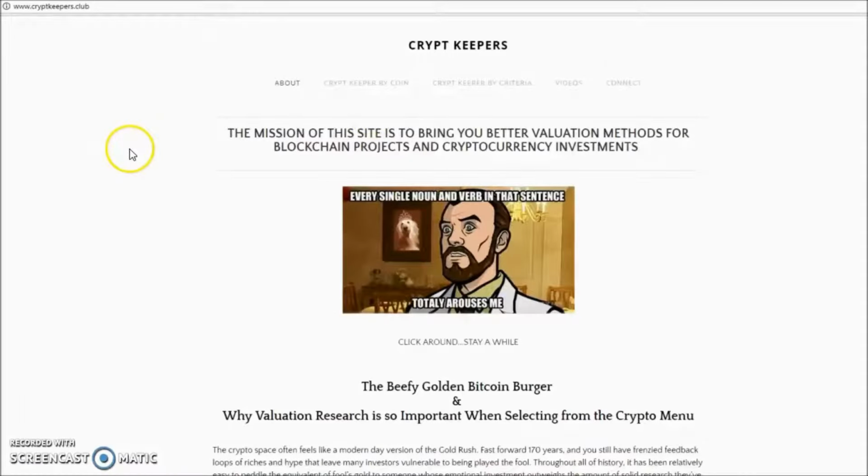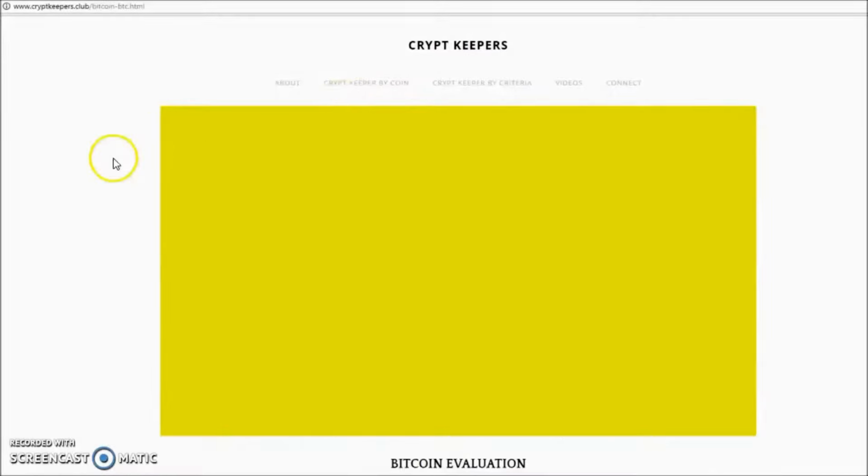Right now, Bitcoin specifically is run on what's called a proof of work consensus protocol. And I will give you a document that goes into more detail on that. Go to my cryptkeepers.club website. Again, that's .club, not .com. Go to cryptkeepers.club and then go over to Keeper by Coin. Select Bitcoin. There it goes.